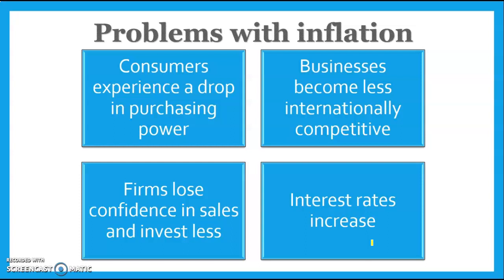Firms might lose confidence in sales and invest less. So when inflation's high, firms become pessimistic about their ability to sell because they're less competitive, and that might lead to less sales. And lastly, the RBA will generally increase interest rates to try and control inflation, which is bad for people with mortgages because then they have to pay more interest on their mortgages. So there's sort of the four main problems with prices going up too fast. Less internationally competitive, people lose purchasing power, firms lose confidence, and interest rates increase.